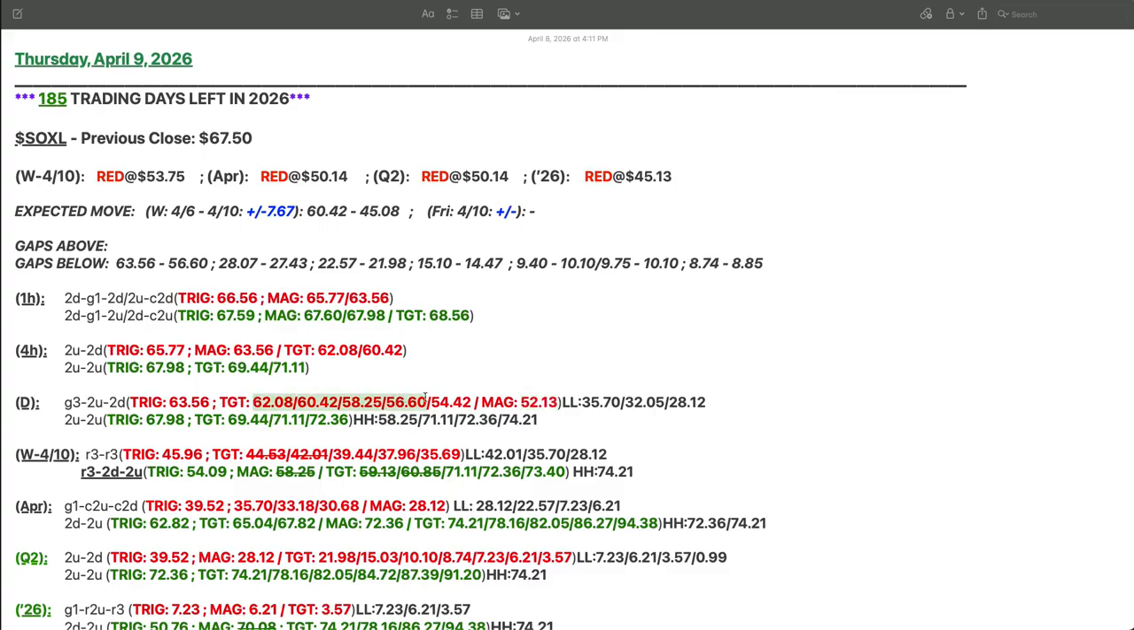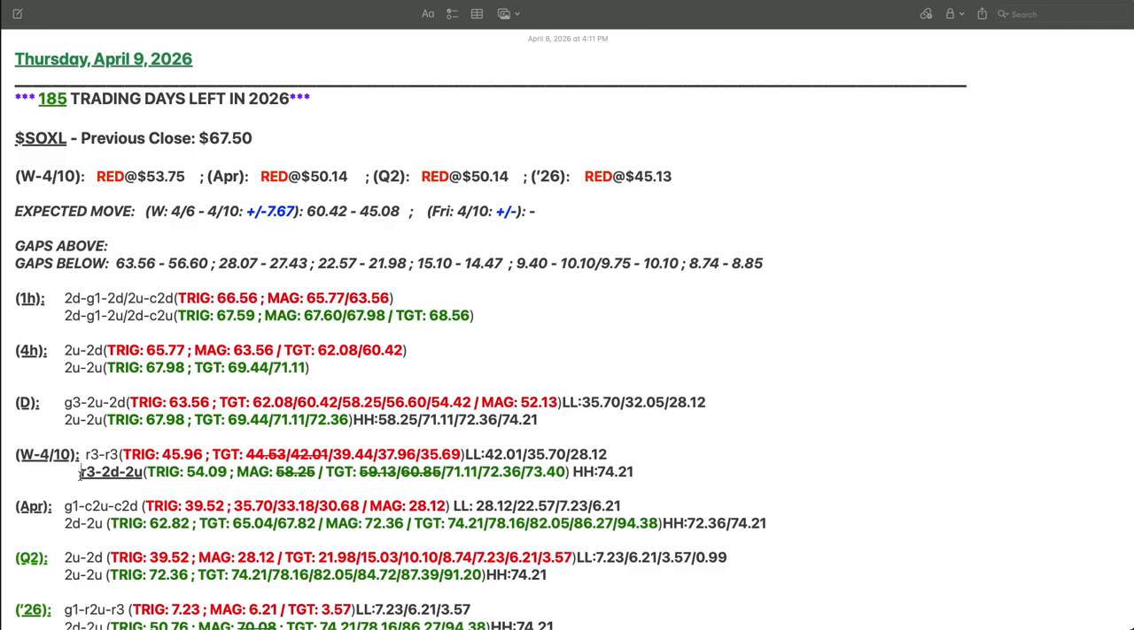So we've got some intermediate targets for you here on the way down, where price can either go sideways or bounce, right? If we get some type of higher low. If we just continue to the upside, right, 2 up continuation, triggers at 67.98, and we've got our extended targets listed out here for you as well.